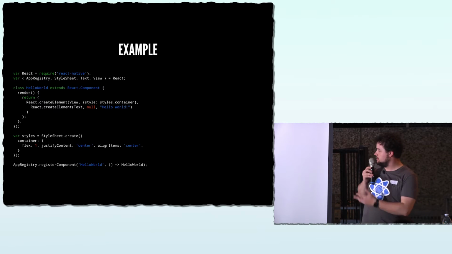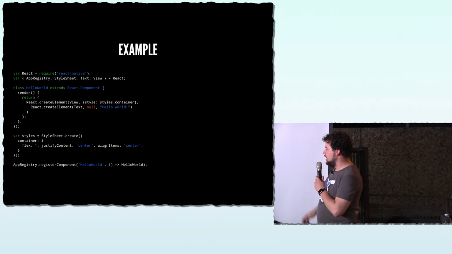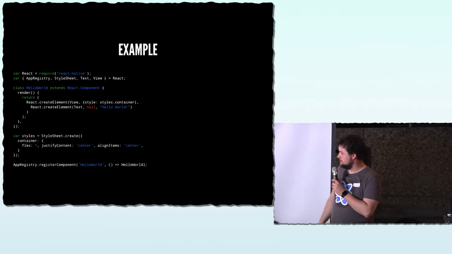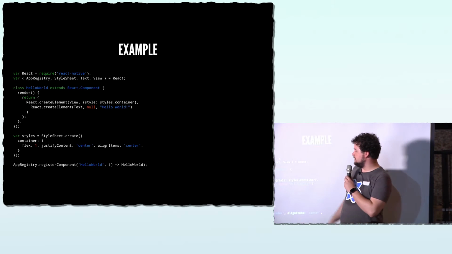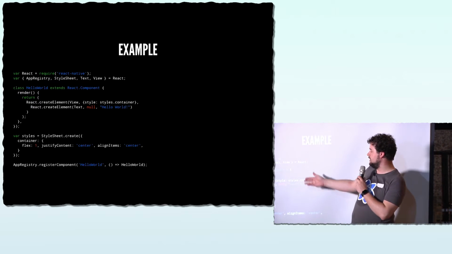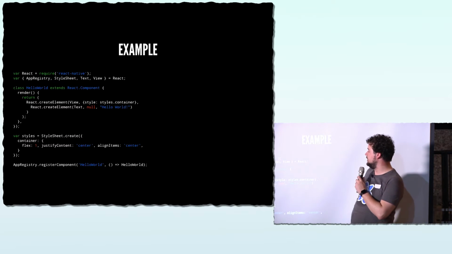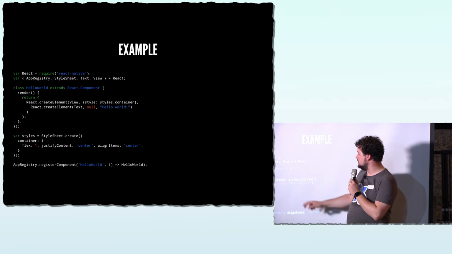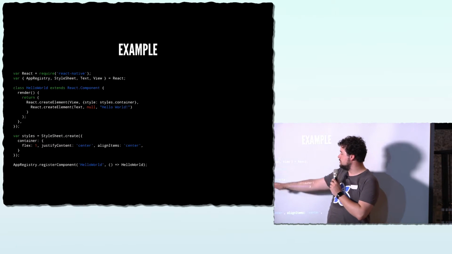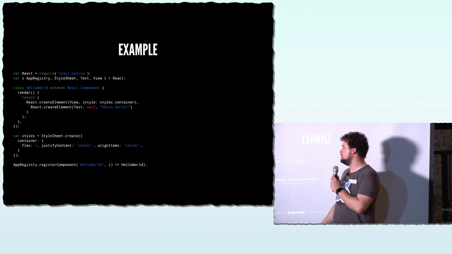Another part of the JavaScript, so let's look at an example of the JavaScript here. I hope this is mostly readable. If we're creating a container element here, you can just see it's a pure function. We've got the classic hello world here, which is in a text element, which is in a container view, and that's just our component. That's what the render function returns.